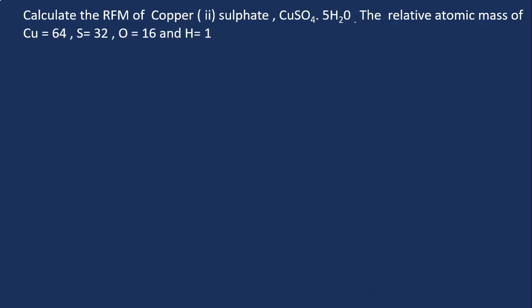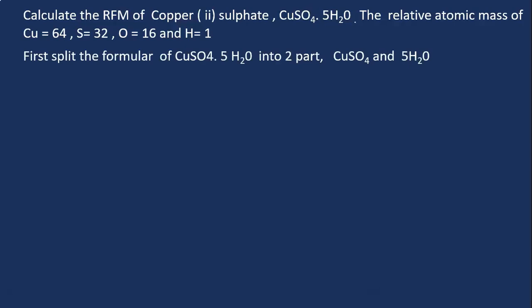Calculate the relative formula mass of copper(II) sulphate, containing 5 molecules of water, given that the relative atomic mass of copper is 64, sulfur is 32, oxygen is 16, and hydrogen is 1. If you're feeling confident at this stage, feel free to pause the video and see how you get on. Right. When you encounter such a problem, first split the formula up into 2 parts.